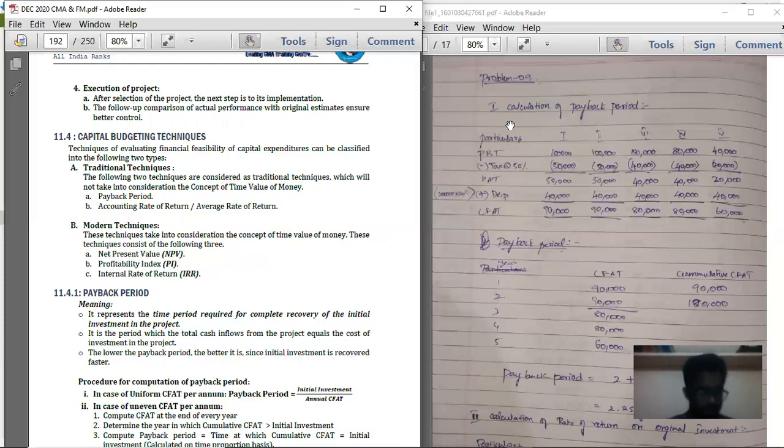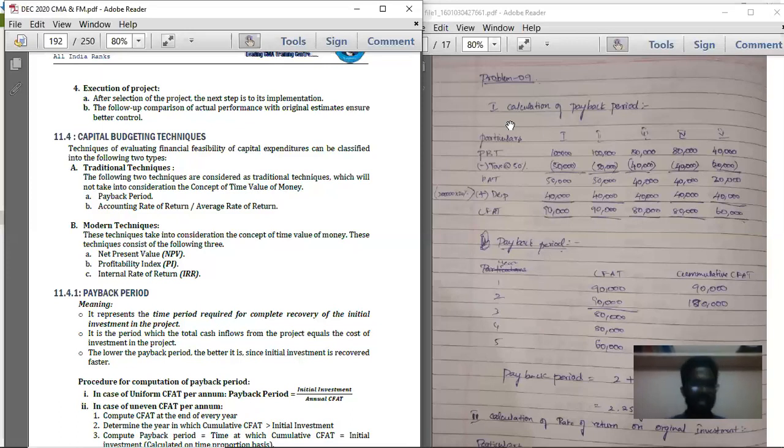Time value of money means that today, suppose you have 1 lakh rupees. The value of that 1 lakh rupees will be lesser with the progression of time. The value of money always reduces due to inflation.